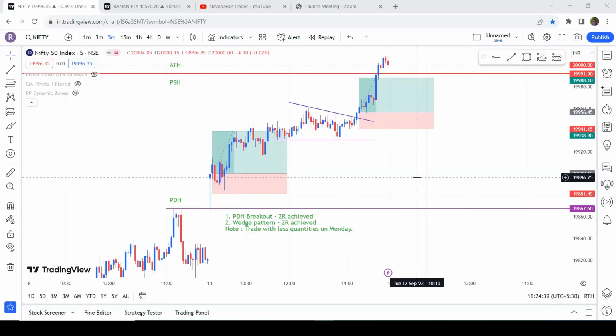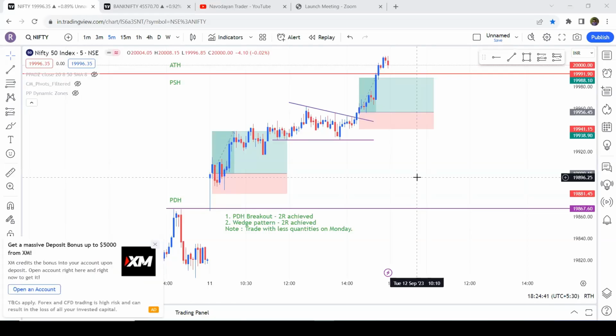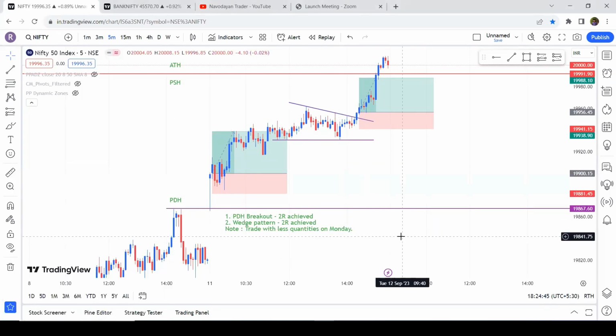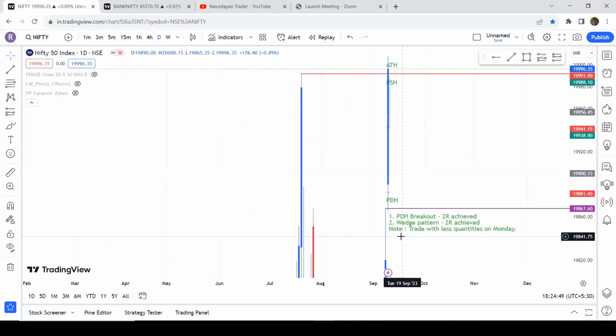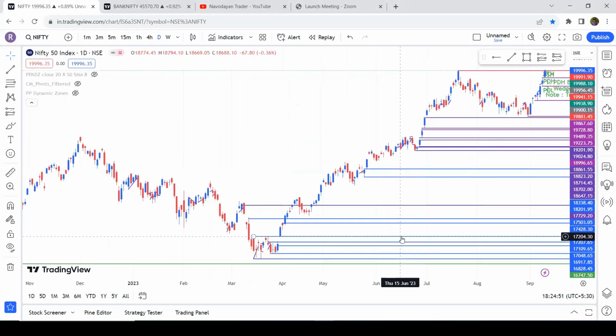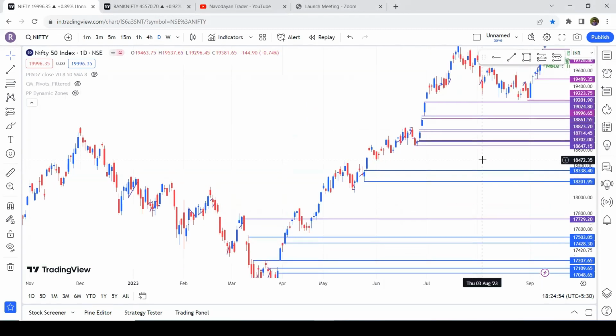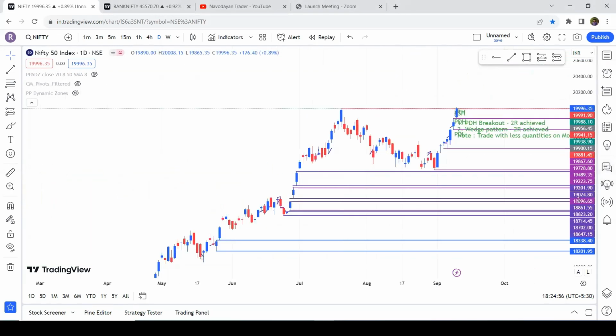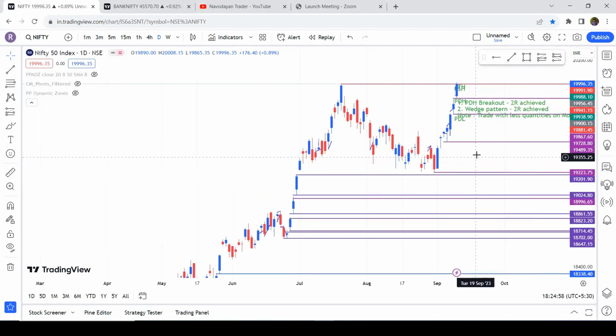Okay, let's start with the Nifty 50 analysis for September 11. So our first step would be marking important levels. The important levels of previous swing high and previous swing low can be marked in the 1 day time frame. Here you can see those have already been marked. I'm just giving you an overview of how and where it is marked.